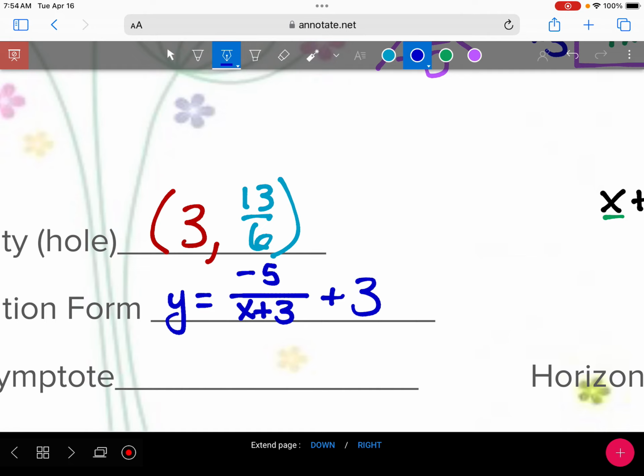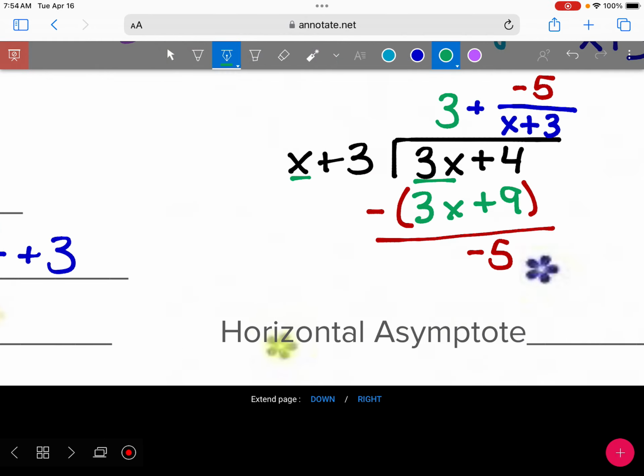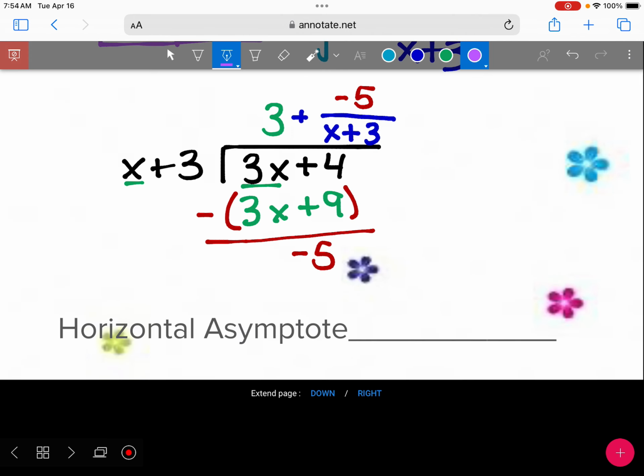What's our vertical asymptote? x equals -3. And what's my horizontal asymptote? y equals +3.